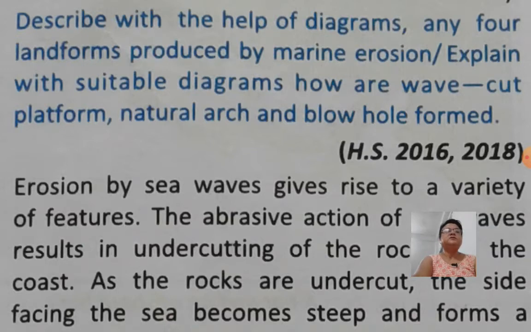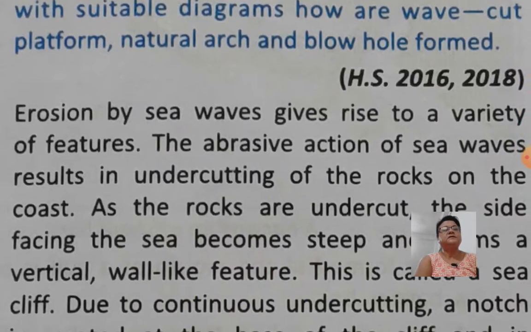लेखेर पढ्न सुरु गर्छौ। ओके, सो प्रश्न छ, describe with the help of diagram any 4 landforms produced by marine erosion or explain with suitable diagrams how are wave-cut platform, natural arch and blowhole formed. ओके, तीनवटा फिचर्स चाहिँ केमा मागेको छ तिमीहरुलाई, नक्सा सहित मागेको छ, यानी कि यो 5 मार्क्सको प्रश्न हो। अनि योसँग जोडिएको अझै 2 मार्क्सको प्रश्न पनि हुन्छ, जम्मा 7 मार्क्सको हुन्छ। सो I'll read out your answer slowly.